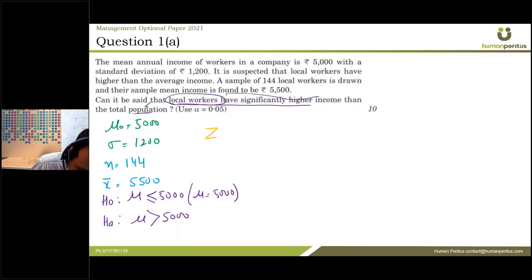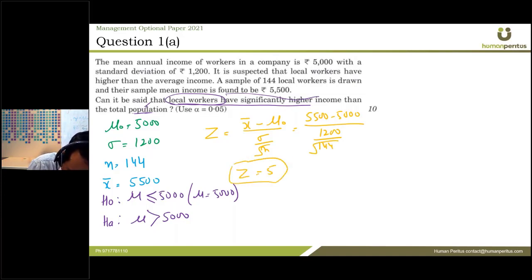Okay, so my Z is given by sample mean minus mu of population, divided by standard deviation divided by the square root of sample size. So let us put in these values: 5,500 minus 5,000, divided by 1,200 over root 144, and my Z comes out to be 5. Okay, so guys, for this Z, now I'll find my p value.